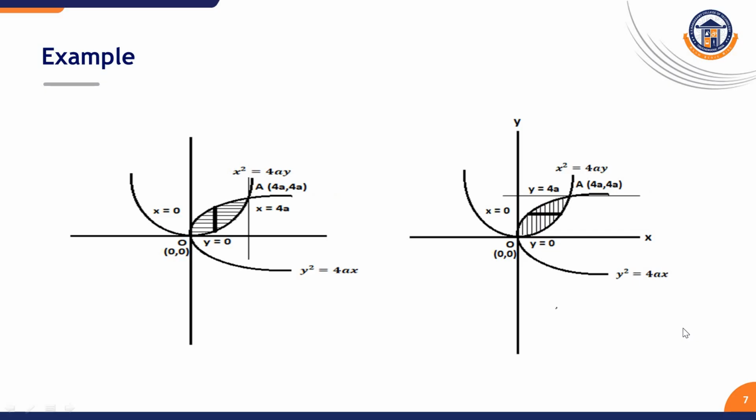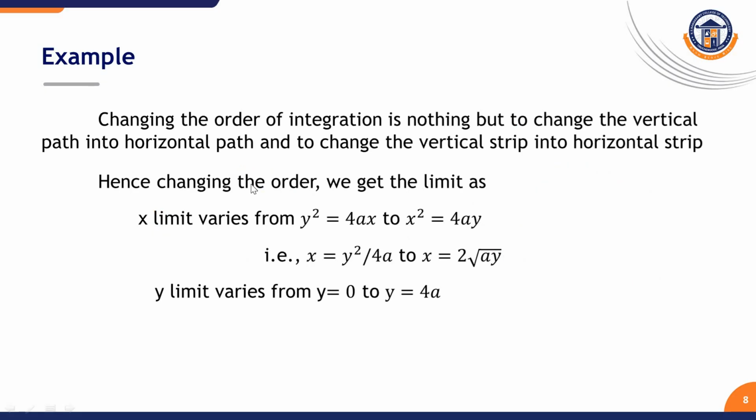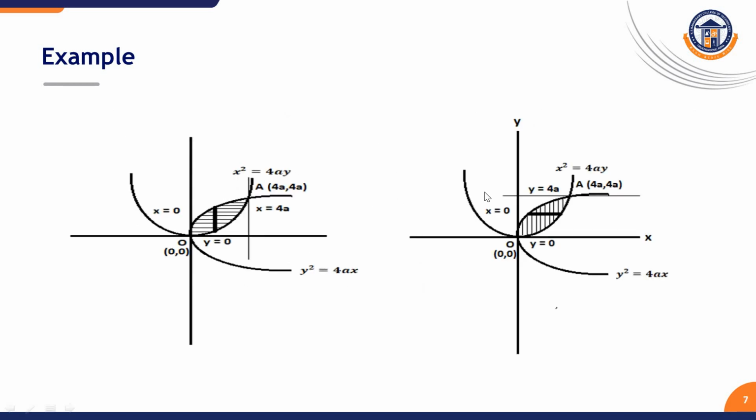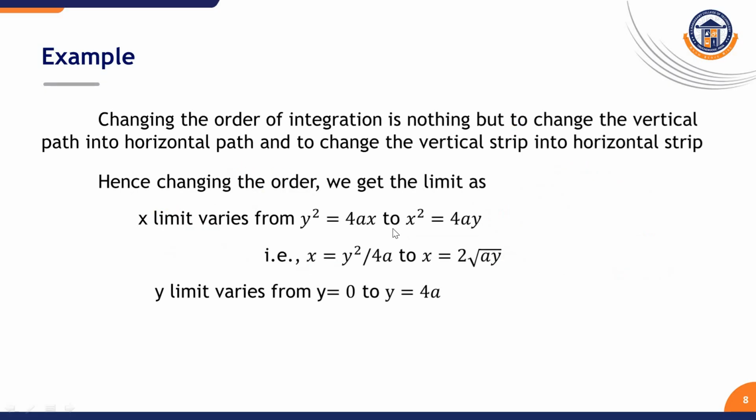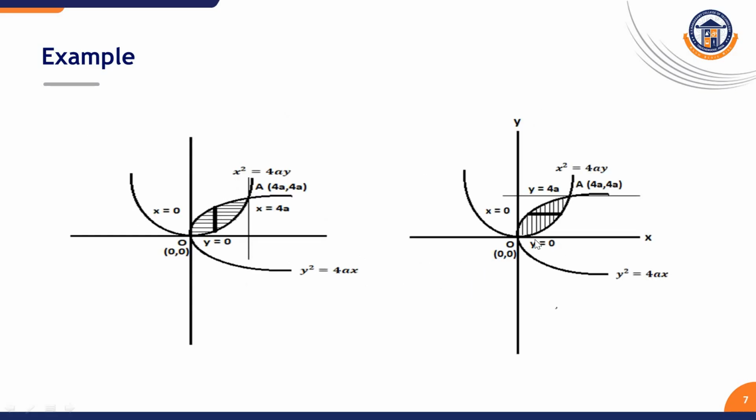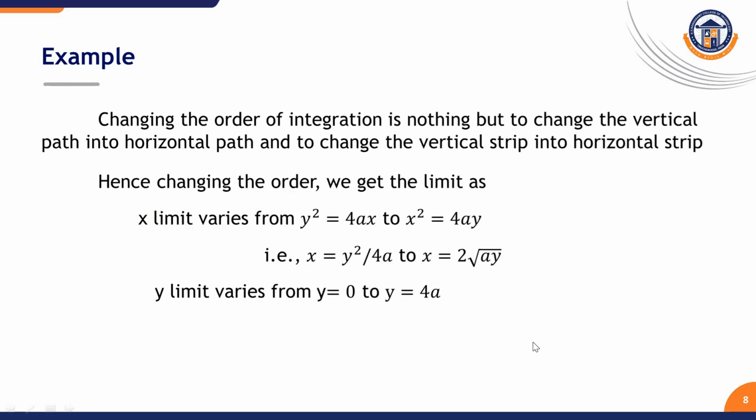So we get the new integration limits. Changing the order of integration is nothing but changing the vertical path into a horizontal path and the vertical strip into a horizontal strip. We get the x limit varying from y squared equal to 4ax to x squared equal to 4ay. From y squared equal to 4ax, we get x equal to y squared by 4a. From x squared equal to 4ay, taking square root on both sides, x equal to 2 root ay. This is the x limit. And the y limit varies from y equal to 0 to y equal to 4a. These are the new limits.